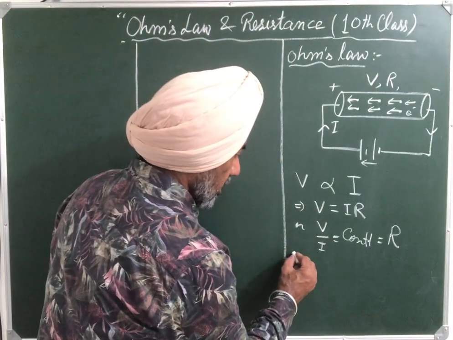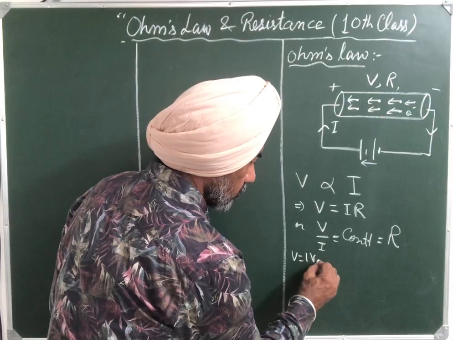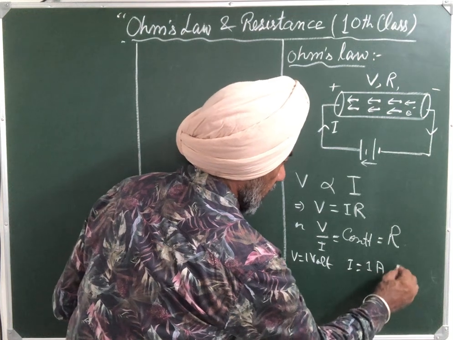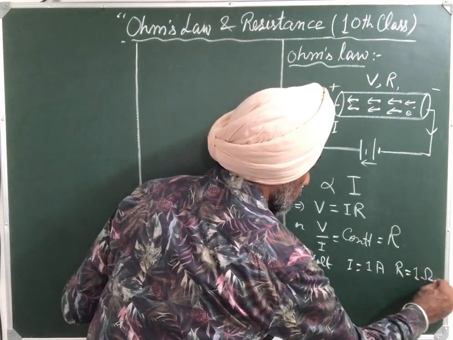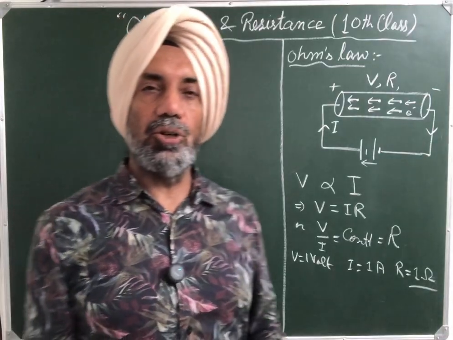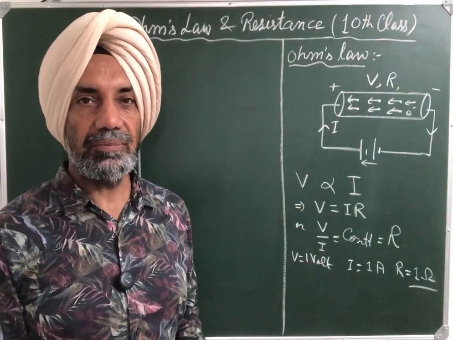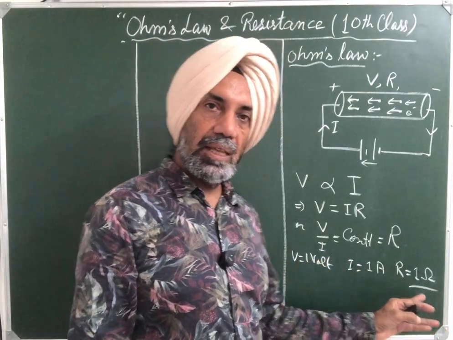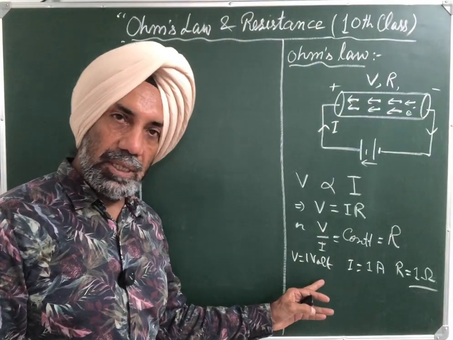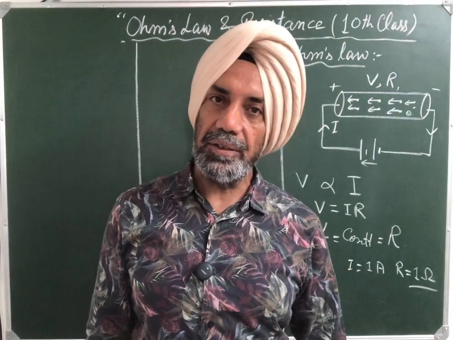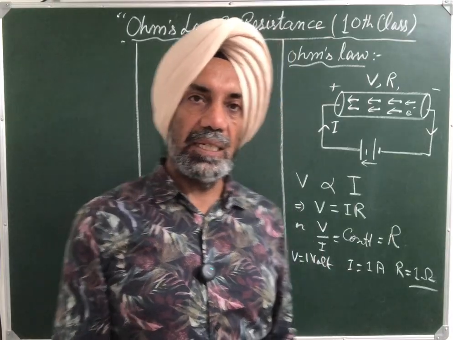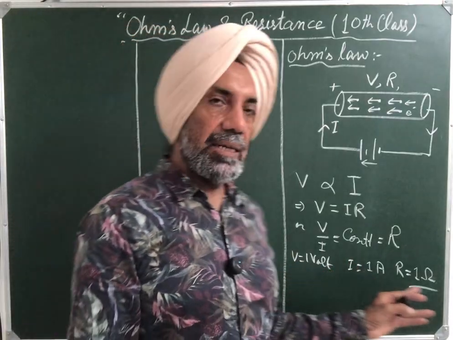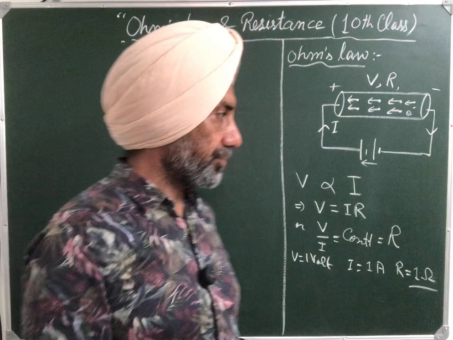Now, when V is equal to 1 volt and I is equal to 1 ampere, then R is equal to 1 ohm. So ohm is the unit of resistance in SI system. So resistance of a conductor is said to be 1 ohm when a potential difference of 1 volt produces a current of 1 ampere through the conductor. Very simple. So R is measured in ohm in SI system.